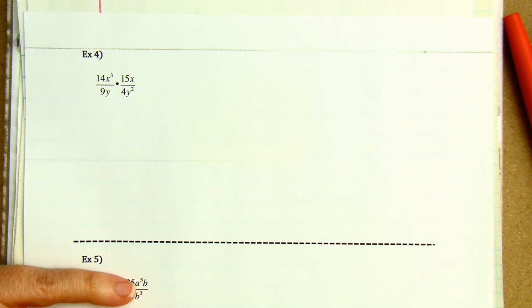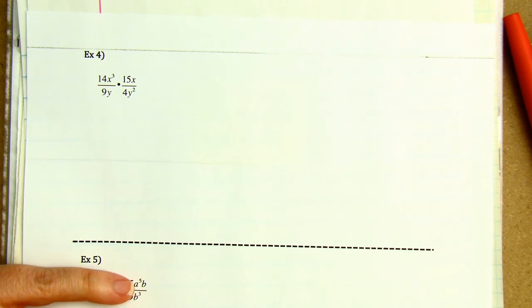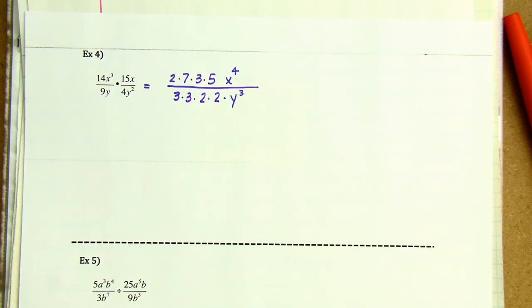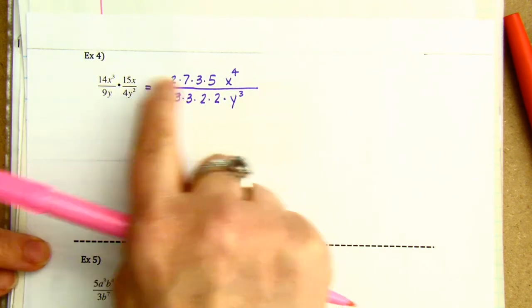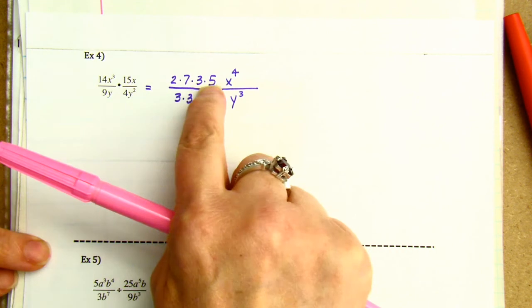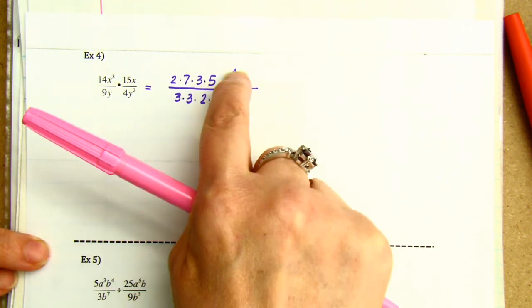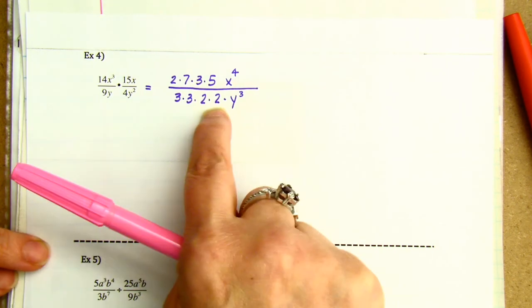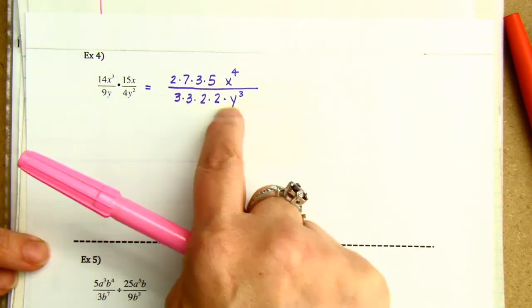To example 4. You know, I highly recommend that this is a blend of examples 1 and 2. So why don't you pause the video and try to do this one on your own. All right, I'm hoping that you at least paused it to set that part up. Notice I took 14 and broke it down into 2 times 7, 15 into 3 times 5. x cubed times x is x to the power of 4. 9 can be broken down into 3 times 3, the 4 into 2 times 2. The y times y squared is y cubed.